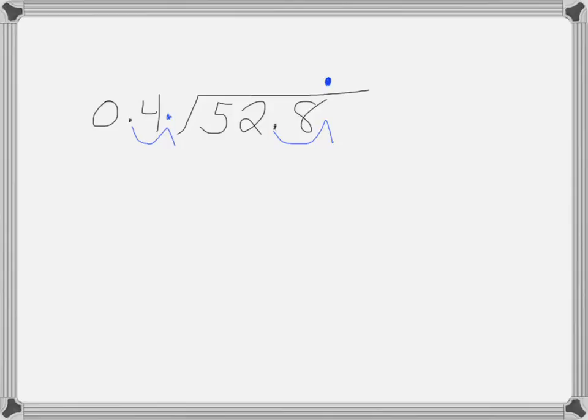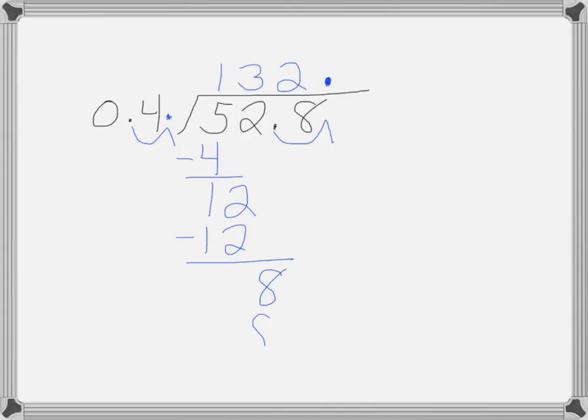Now you'll divide just like any other long division problem. 4 divides into 5 one time. Multiply 1 times 4 and subtract. Bring down the next number, the 2. 4 goes into 12 3 times. Multiply, subtract. That's just 0. Bring down the 8. 4 goes into 8 2 times. Multiply and subtract. No remainder. Our answer is 13.2.